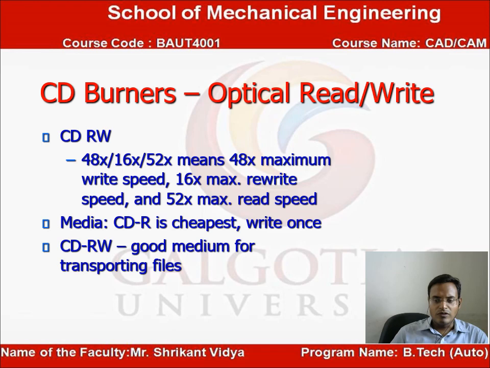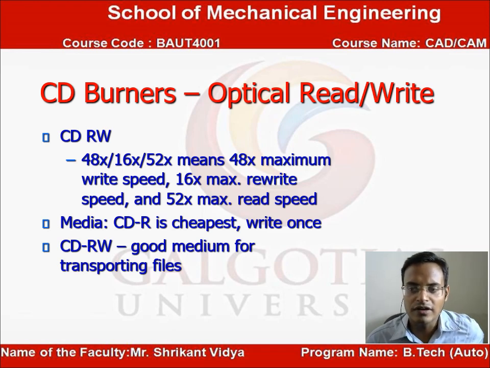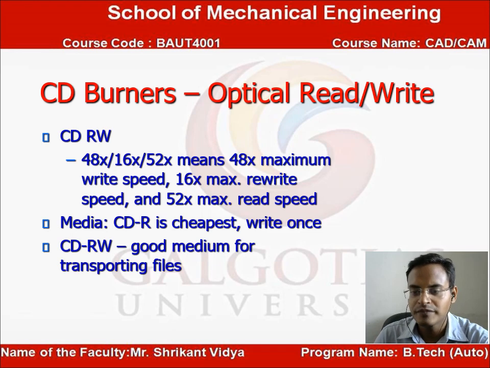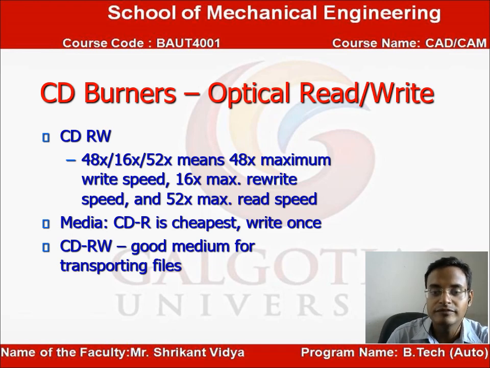CD variants are also storage devices, like optical read write. CD-R or ROM means 48 times maximum write speed, 60 times maximum read speed. It will be 2x maximum data speed. So CD-ROM media is the cheapest. CD-ROM is a good medium for transporting files.